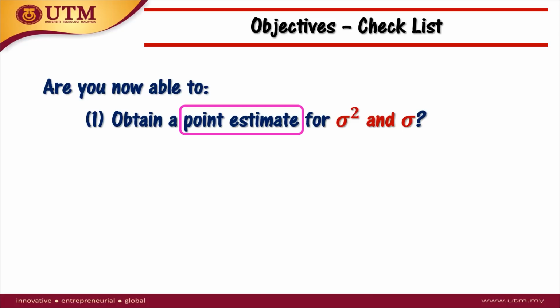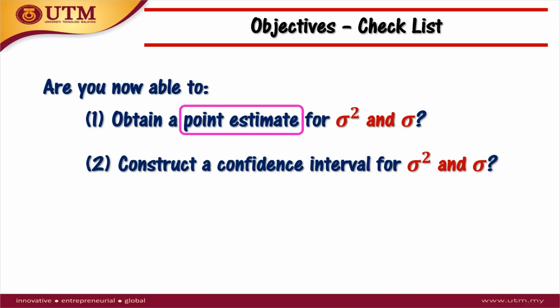What about the attainment of the second objective? Are you now able to construct a confidence interval for sigma squared and sigma? Remember, we only have one case which involves using chi-squared values in constructing the confidence interval for sigma squared and sigma. You may use exactly the same confidence interval formula for both sigma squared and sigma, but do not forget the square root when you are to construct the confidence interval for sigma.